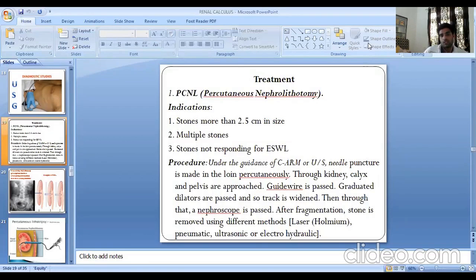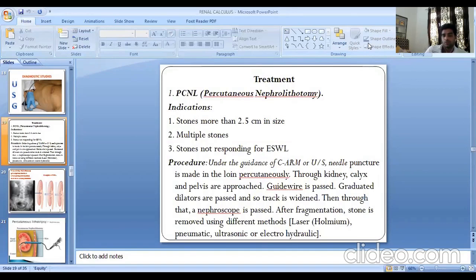Procedure: under the guidance of C-arm or ultrasonography, a needle puncture is made in the loin percutaneously through to the kidney, and the calyx and pelvis are approached. A guidewire is passed, graduated dilators are passed, and the short track is widened. Then a nephroscope is passed through that. After fragmentation, the stone is removed using different methods.